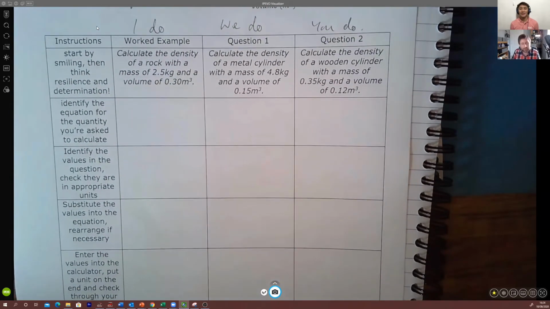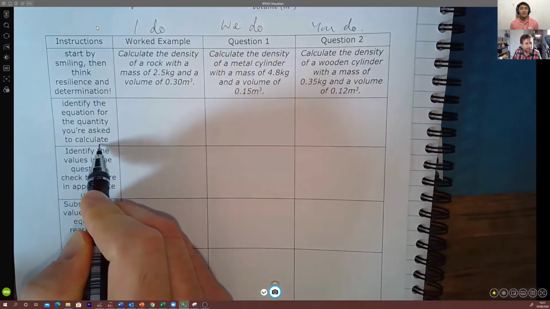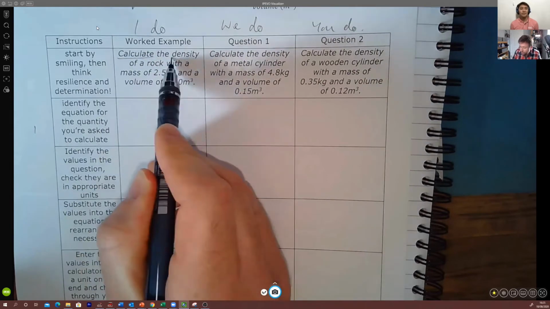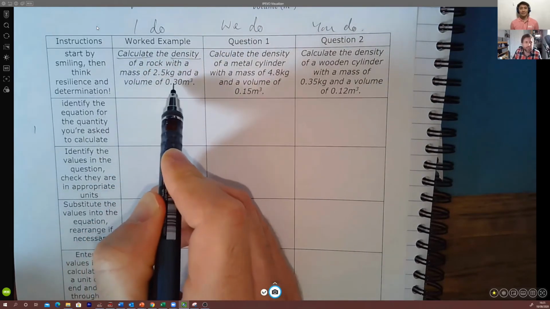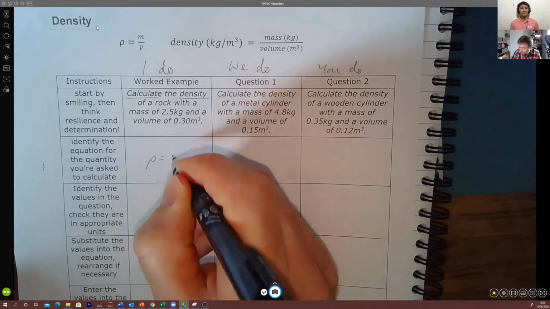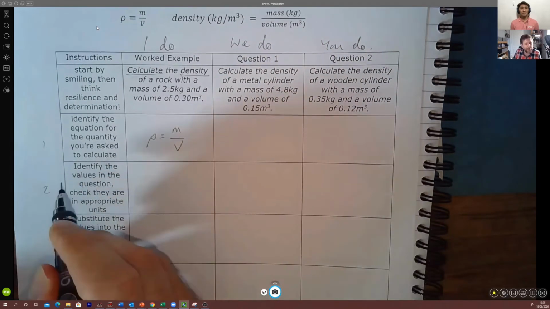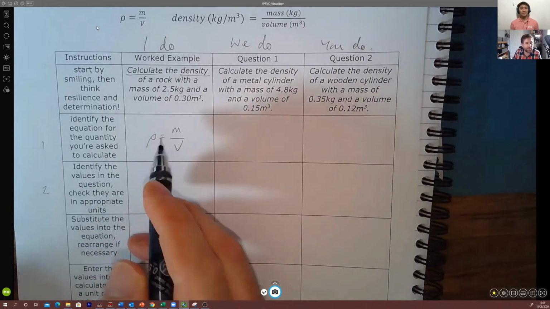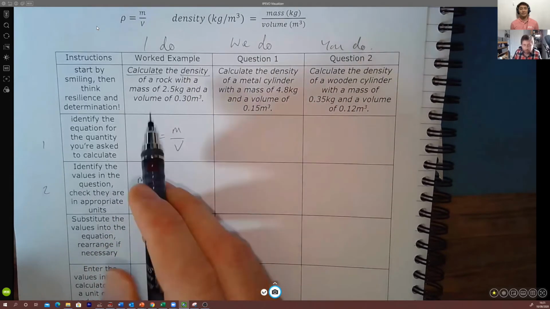So what I'm going to do here is identify the equation for the quantity I'm asked to calculate. That's step one. That's the first thing you do with a calculate question. Calculate the density of a rock with a mass of this and a volume of this. So here's my equation. The equation is density is mass over volume. And then I'm going to identify the values in the question, and I'm going to check they're in appropriate units. So the values I have is mass, that's the M, and that is 2.5 kilograms.